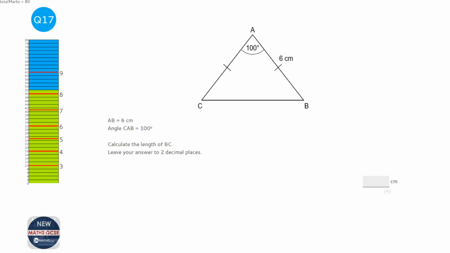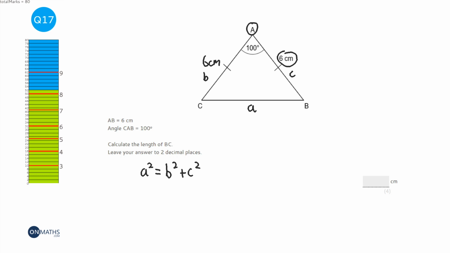So it's an isosceles triangle, so it's 6 centimeters on this side, so we know it's going to be 6 centimeters on this side. And we're given A, well that's a bit of a hint that it wants you to use cosine rule. So I'm going to call this one little a, this one little b, and this one little c. The cosine rule says that a squared equals b squared plus c squared minus 2bc cos A. And any capital letters are angles, and any lowercase are always lengths.